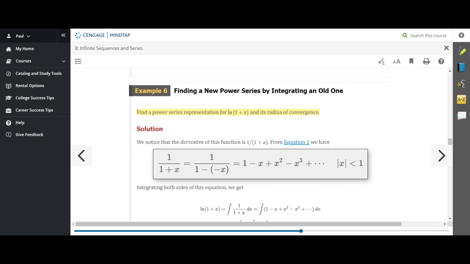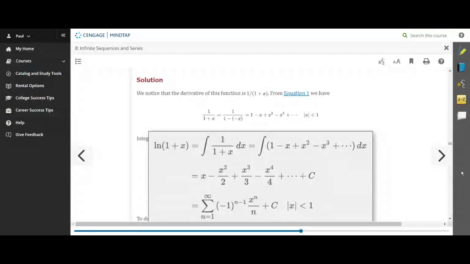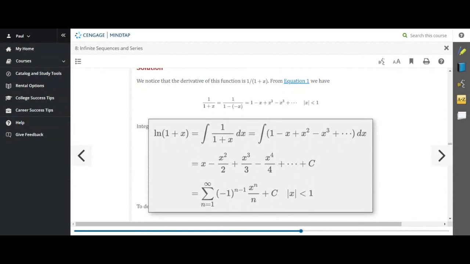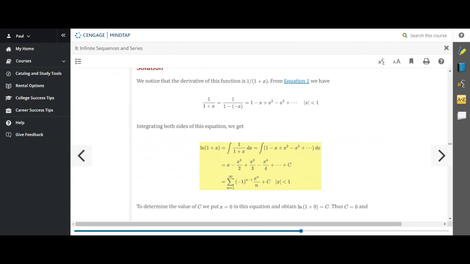Now, what we can interestingly do with this equation is integrate both sides. It's really quite fascinating. If you take the equation above, the yellow highlighted box, where you have 1 over 1 plus x equals that power series, and integrate both sides, the antiderivative of 1 over 1 plus x is the natural log of 1 plus x, and then that would be the integral of the power series.